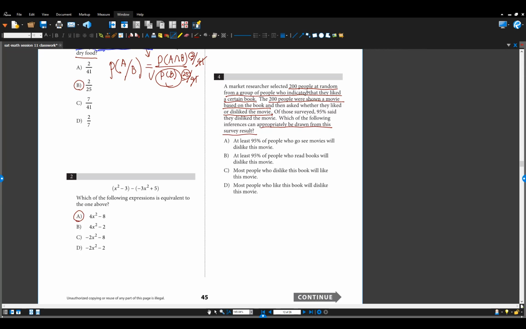So we have 200 people surveyed. 95 dislike the movie, and they like only 5. Which of the following inferences can be drawn from this survey result? This is statistics. That is a sample, right? Selected means what? Sample.